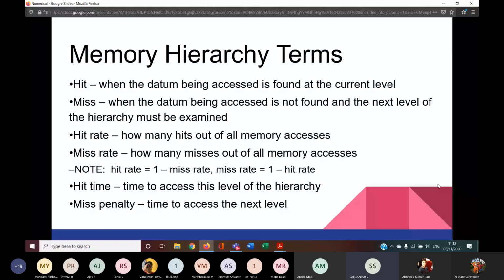Miss is when you can't find the information in the required disk. Hit rate is so similar to the hit, and miss rate is also the probability of finding not.